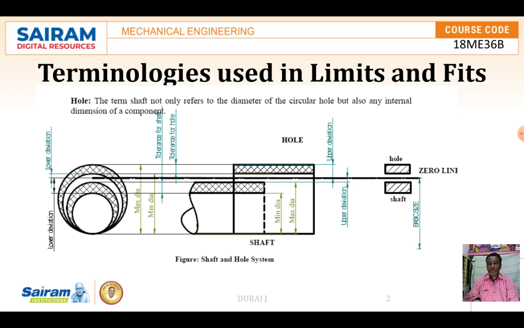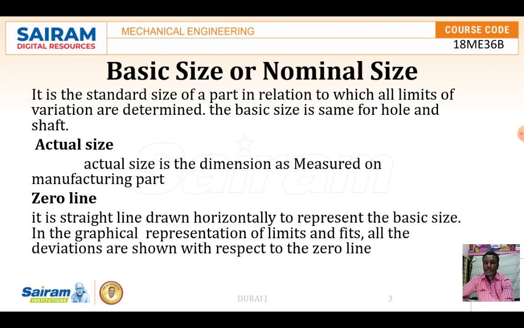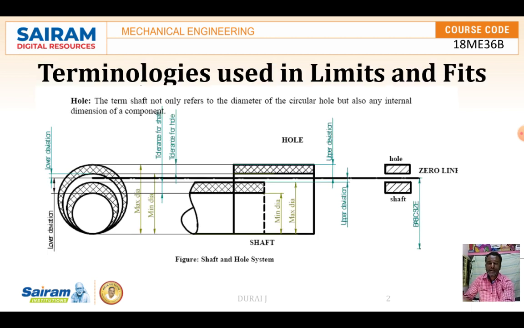In this one, we are going to discuss the basic size. So what is the basic size? It is the standard size of a part in relation to which all limits and variations are determined. The basic size is the same for hole and shaft. Suppose the basic size given in your question is exactly 25 mm. Then 25 mm is the basic size.